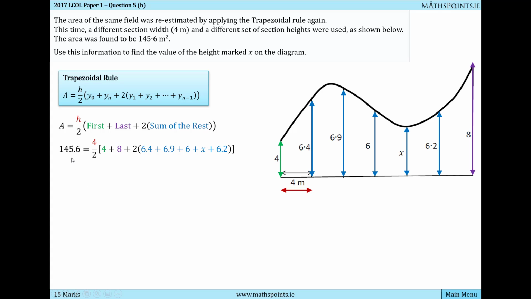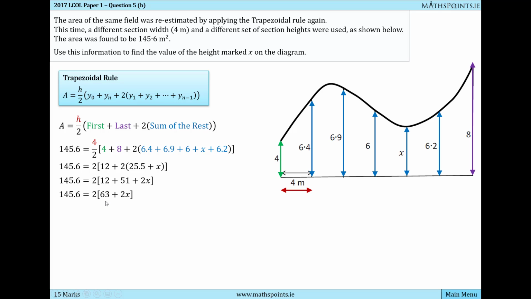So as we work down to the sum, we can see that 4 over 2 is 2. 4 plus 8 is 12. We add up all the numbers in the brackets and we get 25.5 plus, of course, our x. In the next step, I'm going to multiply the number outside the brackets, 2, by the 25.5 and by the x. So 2 by 25.5 is 51 and 2 by x is 2x. In the next step, I'm going to add the 12 and the 51 together.